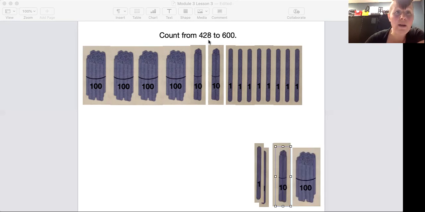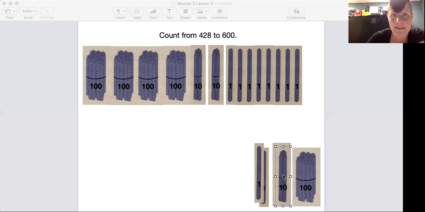Well, we don't want to count by ones all the way to 600 because that will take forever. So we want to get out of the ones place as quickly as possible. So to do that, we need to focus on this ones. So how many more ones do we need to put to get us to the next 10? Okay, so let's start counting.